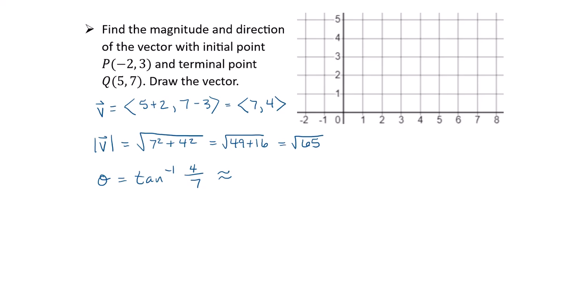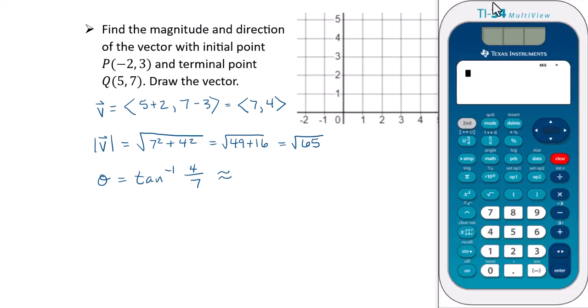So putting this into the calculator, we make sure that we're in degree mode, and then we'll find our inverse tangent of 4/7, and that gives us approximately 29.7 degrees.